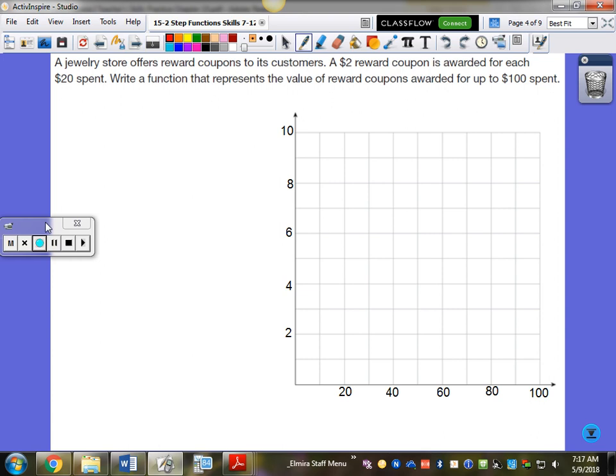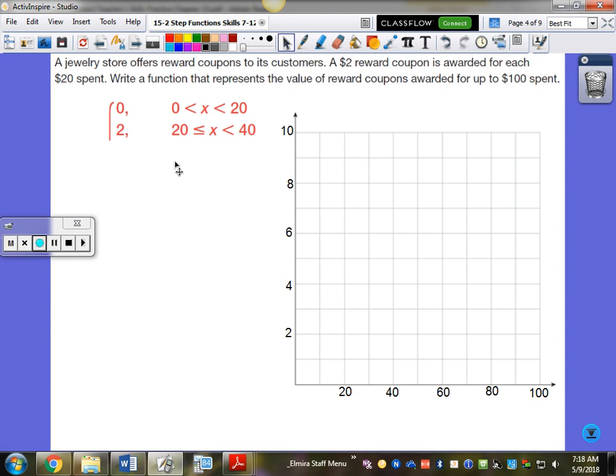A jewelry store offers reward coupons to its customers. A $2 reward coupon is awarded for each $20 spent. Write a function that represents the value of reward coupons awarded for up to $10 spent. Okay, so our first line is going to look like this. If you spend between $0 and $20, you're going to get no money. No reward coupon, because you have not spent anything yet. Okay?